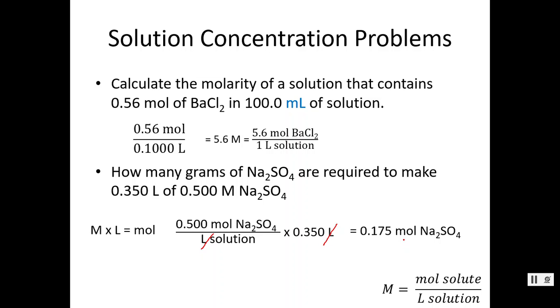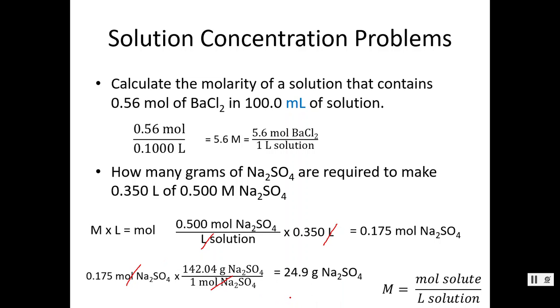I take that moles of sodium sulfate and multiply it by the molar mass of sodium sulfate. So 2 sodiums plus 1 sulfur plus 4 oxygens from the periodic table. Doing that multiplication and division should give you a final answer of 24.9 grams of sodium sulfate.